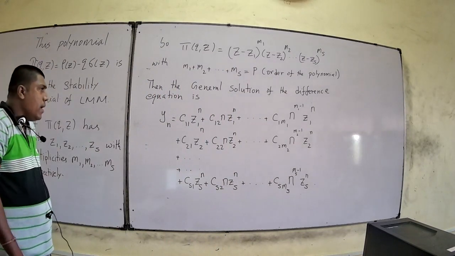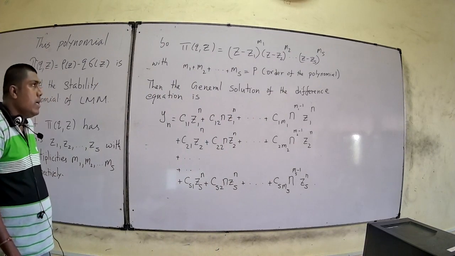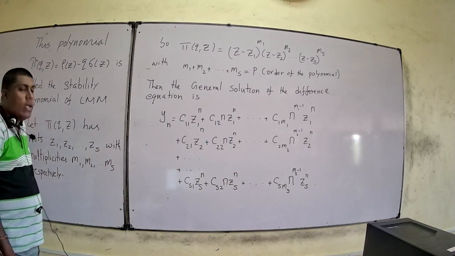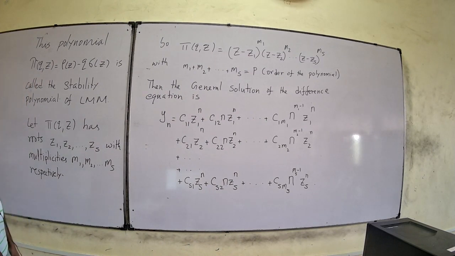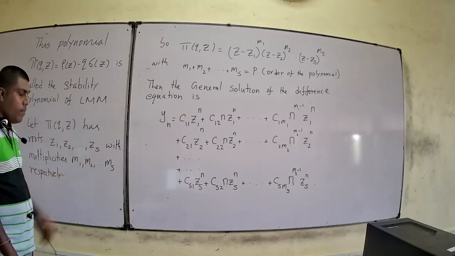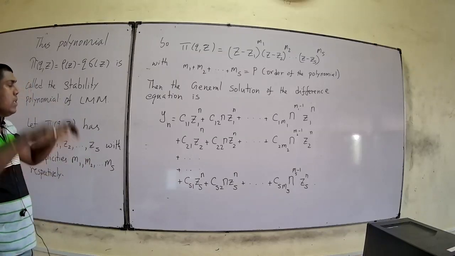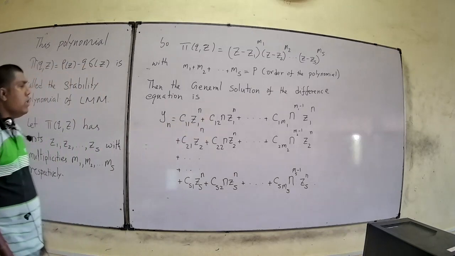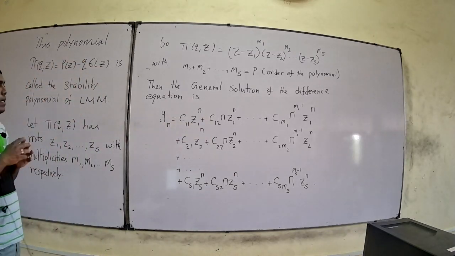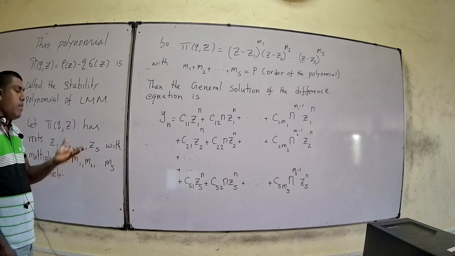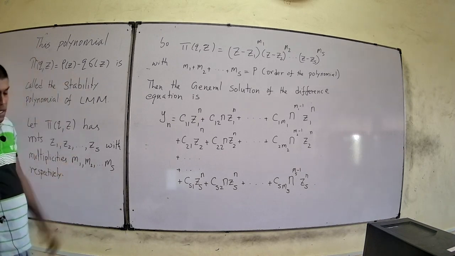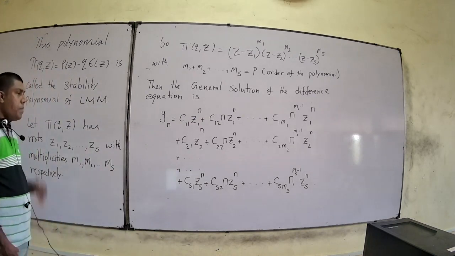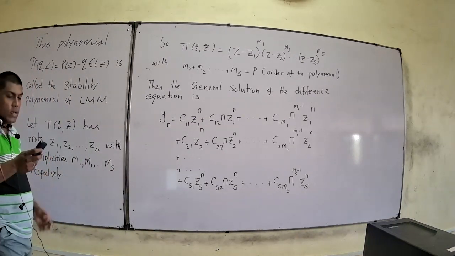Now, once you know that, what you write is a general solution. So the general solution is a linear combination of z1 to the power n, z2 to the power n, up to zs to the power n, right? But in that linear combination, the coefficients are basically c11 and n times c12, and up to n to the power m1 minus 1 times c1,m1, and so on. So this is a big coefficient, and how to find these coefficients and how to get these equations are a different topic, right? So I'm not going to tell you how to do this.